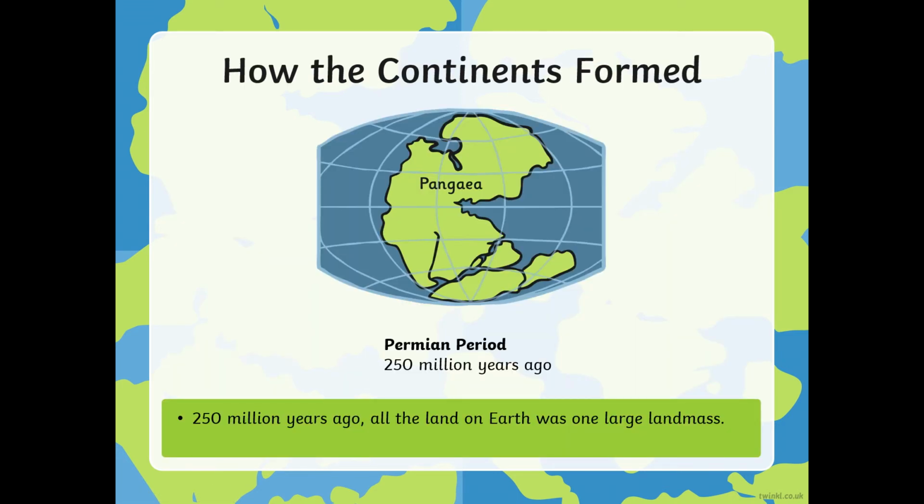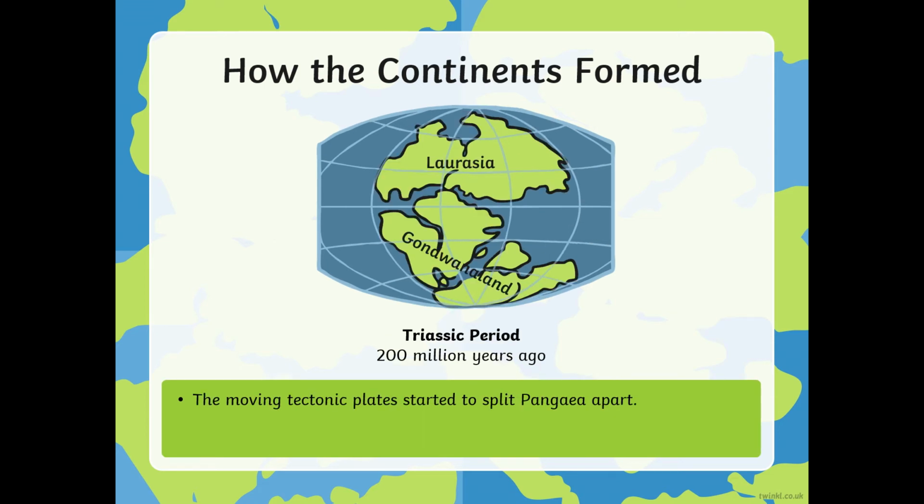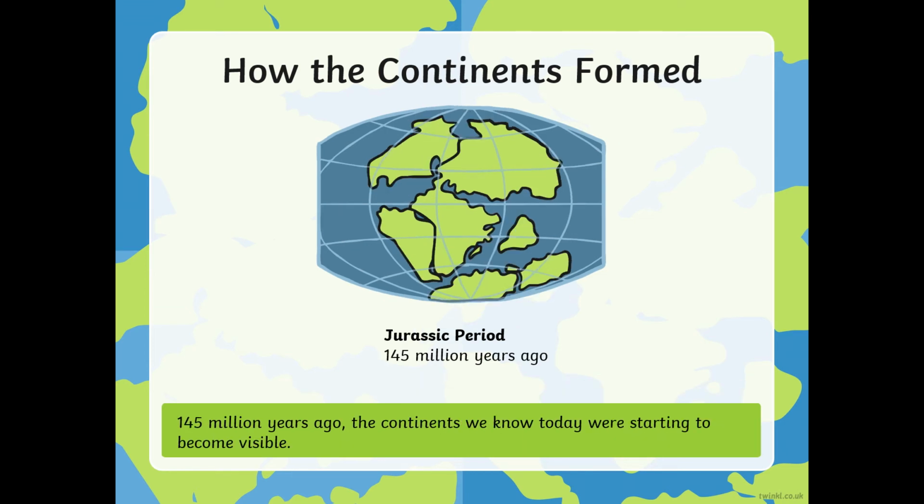Now, 250 million years ago, in what we call the Permian period, all the land on Earth was one large landmass. Wegener called this landmass Pangaea. Over time, about 200 million years ago, the moving plates started to split apart, and they caused two large land masses, one called Laurasia, which you should recognize as like Europe and Asia, and Gondwanaland, which is a mixture of the Americas and Africa.